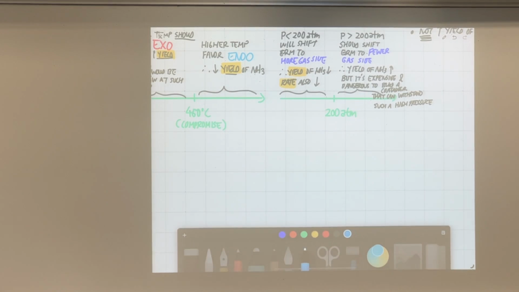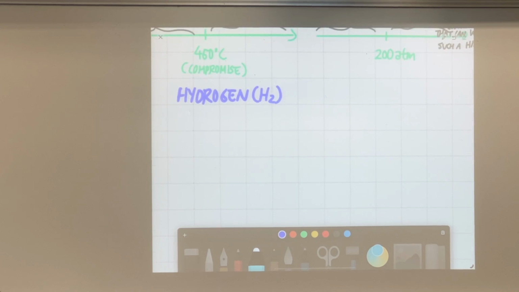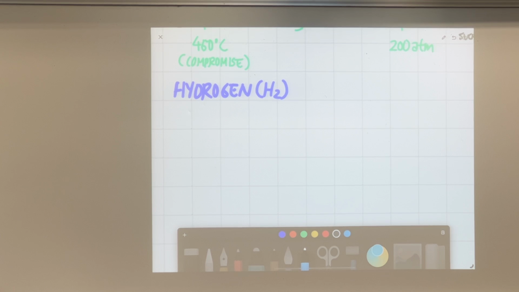About hydrogen. So we have hydrogen in here, H2. There are 4 different ways to make hydrogen. But hydrogen is not a part of the atmosphere because it's very light. Remember, what are the 2 most abundant gases? Nitrogen and oxygen. Yes, hydrogen is not in the atmosphere because of its lightness. It will just go into space. And we can make hydrogen by 4 methods.